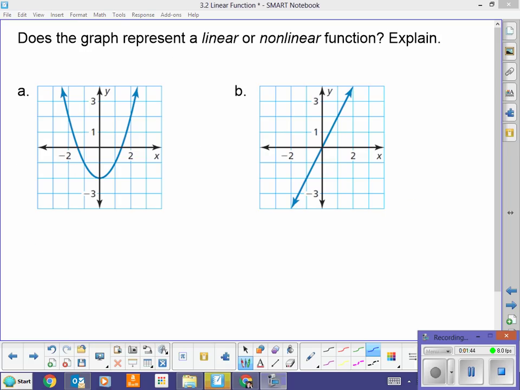Hey, welcome back. So first of all, we have these two graphs here. Are these linear or nonlinear? Well, when we say linear, we're talking about a straight line. A straight line. So obviously A is nonlinear and B is linear.